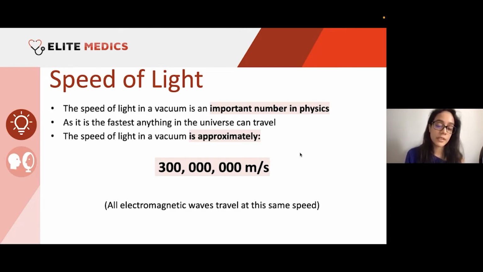You almost can't even imagine it. And just of note, all the other electromagnetic waves, they all travel at the same speed as well. So all those waves that we spoke about, radio waves, microwaves, for example, all of those also travel at this speed of 300 million meters per second.